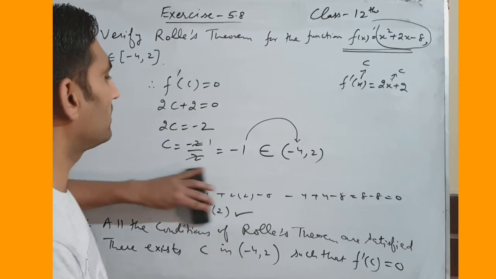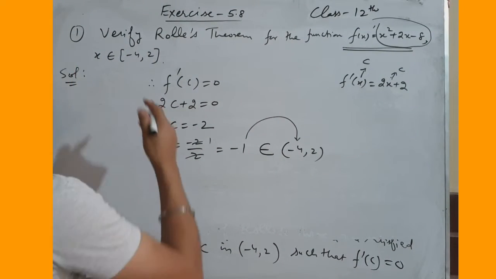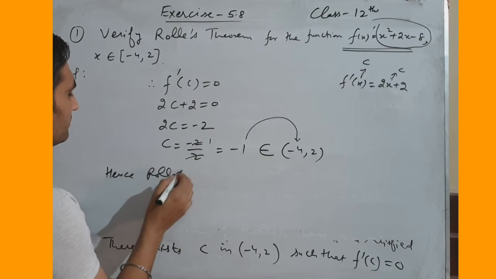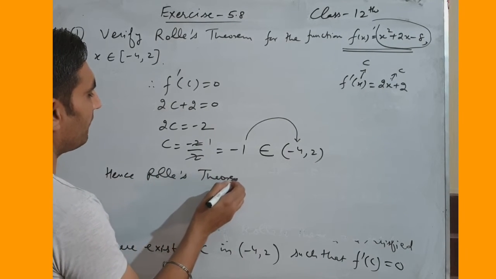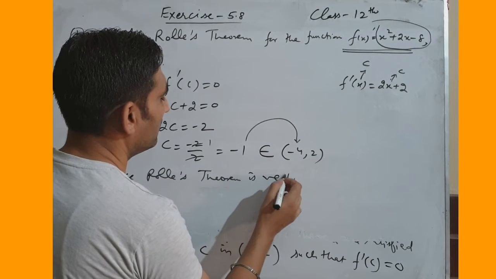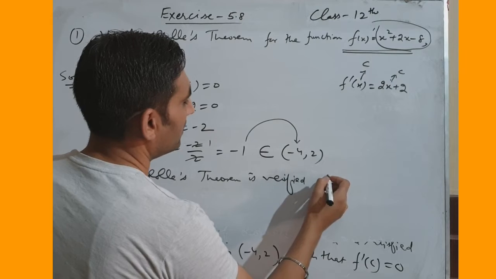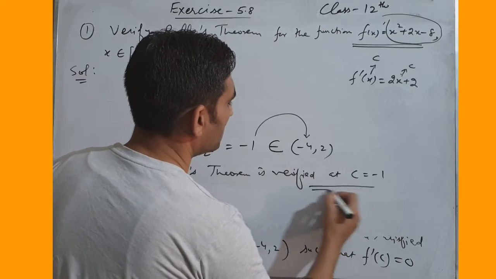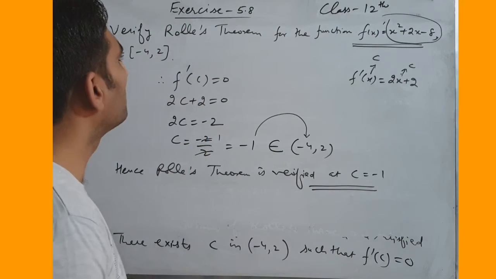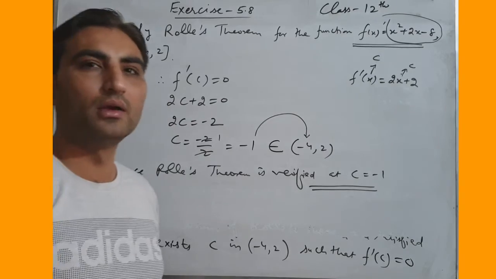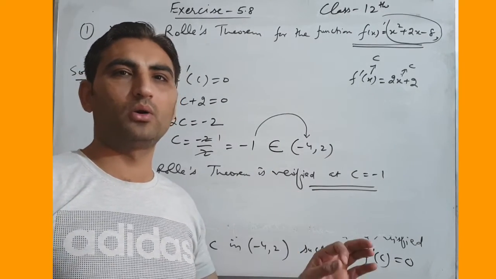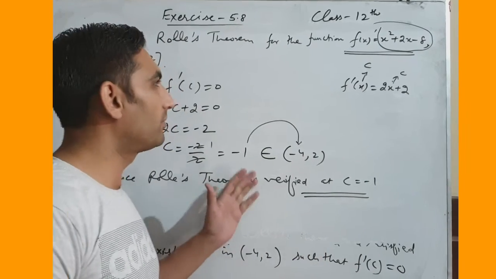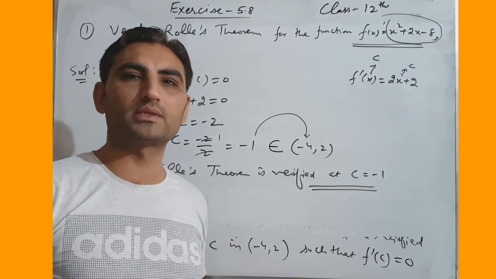So it lies, therefore this theorem is verified. Hence, Rolle's theorem is verified for c equal to -1. So this theorem is verified for c equal to -1. This was our question number 1. Try to remember, there is a surety of one question in the examination from this exercise 5.8. Very important work. So try to understand and try to write it once again by yourself.